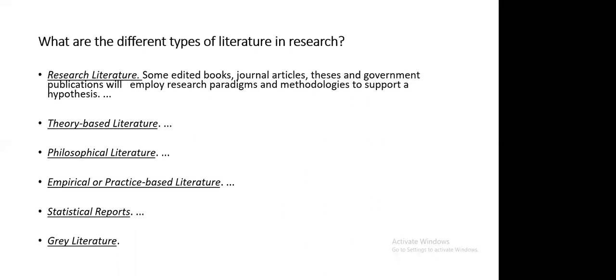What are the different types of literature in research? We have research literature. It can be journal articles, books, different publications, different methodology. Then we have theory-based literature. Then in humanities there is philosophical literature. Then we have empirical or practice-based literature. We have to include in this literature search also statistical reports and gray literature.